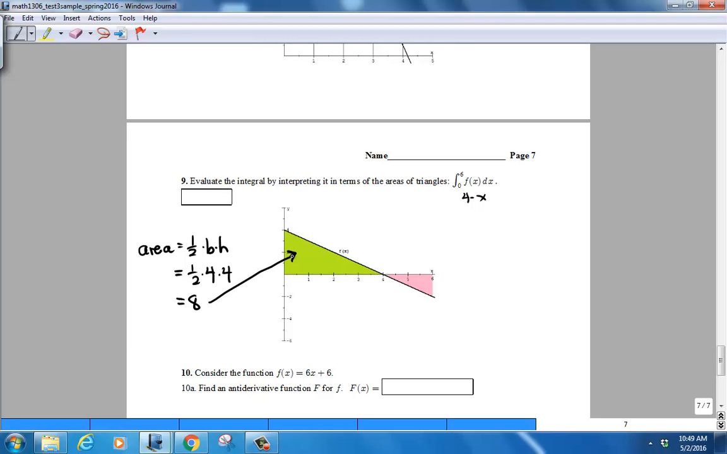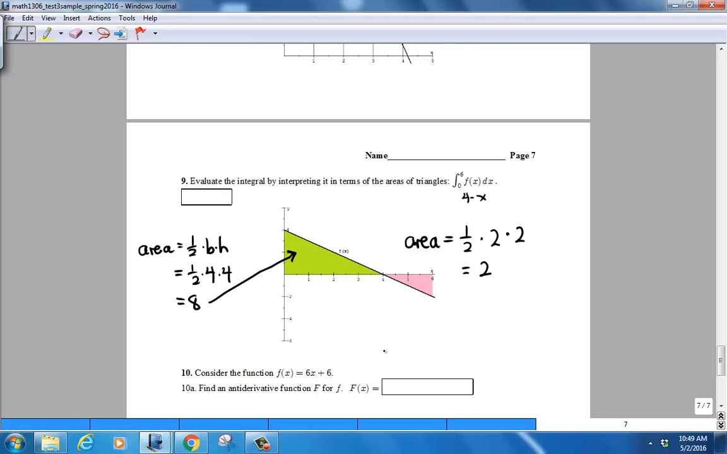Now let's see what the red area is. It's still a triangle, so we're going to use the same triangle area formula. We get 1/2 times the base. What's the base here? 2, because we're going from 4 to 6. And what's the height? It's also 2. So you end up there with just 2.